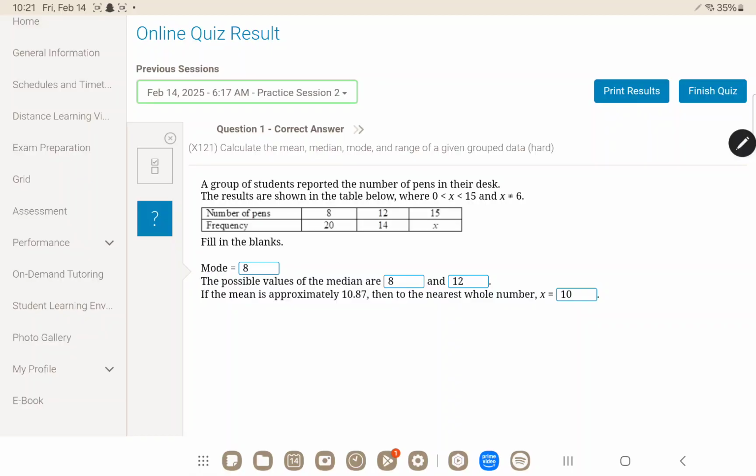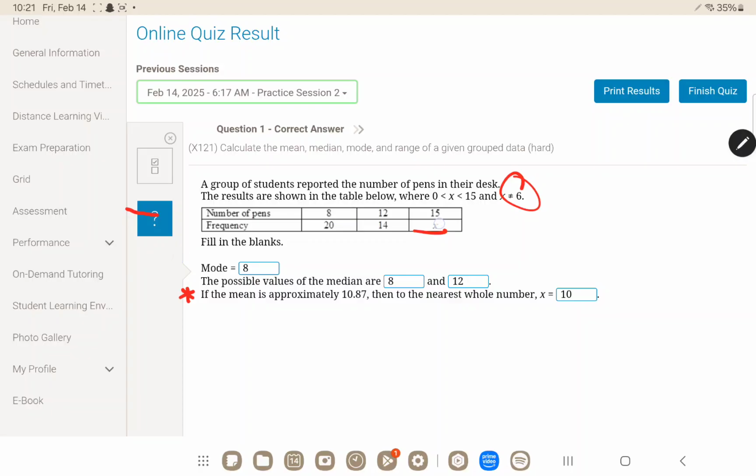Now, the possible values for the median. Look, the median means the midpoint. You're supposed to find this by finding the cumulative frequency and dividing it by 2. But since we do not have the frequency because we have an x, and we still didn't find x because you find x in the third part, what we're gonna do is this: x cannot be 6, but it can be higher or lower than 6.